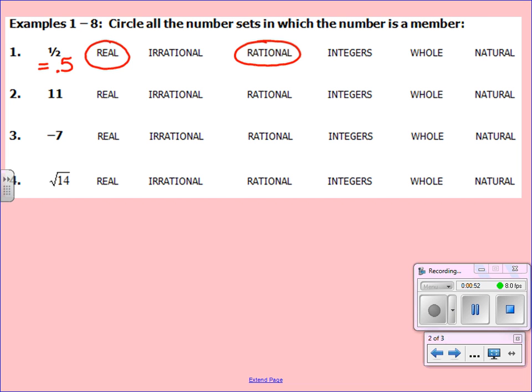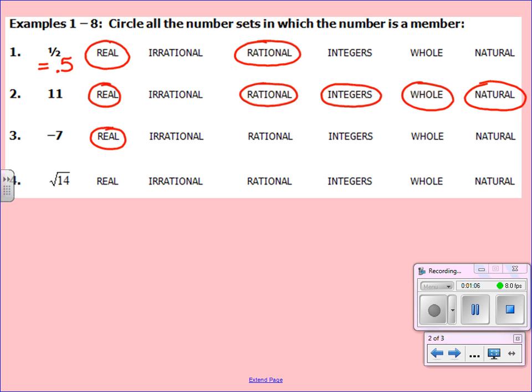Next is 11. 11 is real. It is a terminating decimal, so it's rational. It is an integer. It is a whole number, and it is also a natural number. -7 is real. It is a terminating decimal, so it's rational. And it does have a negative sign, so that puts it in the integer category, but it rules it out of the whole numbers and the natural numbers.